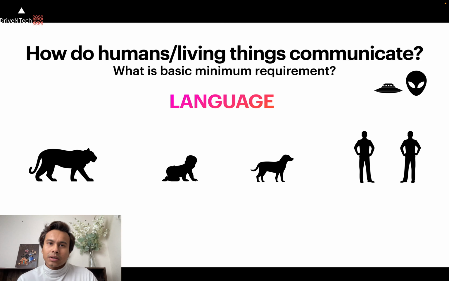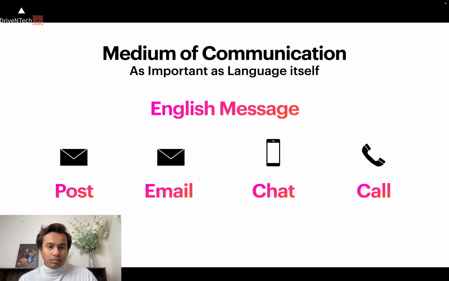Language is nothing but a set of rules, or grammar, or words, and the sentence formation, everything. So to effectively or even basic communication, we need some sort of language. So language is one part.